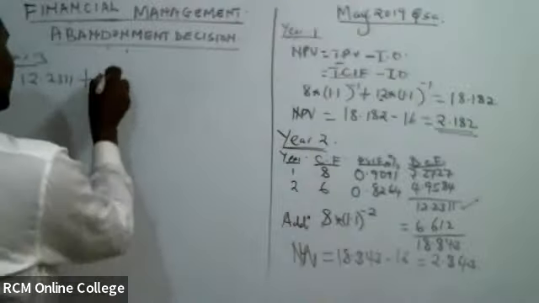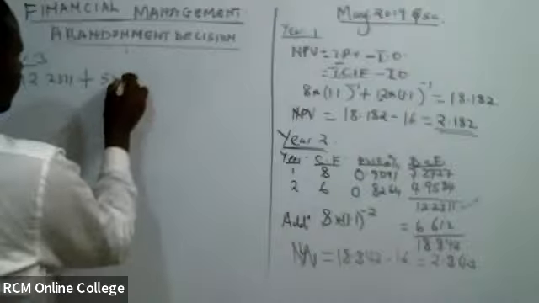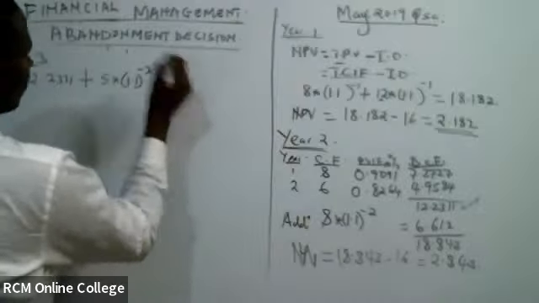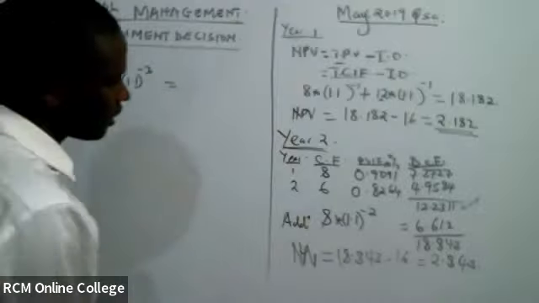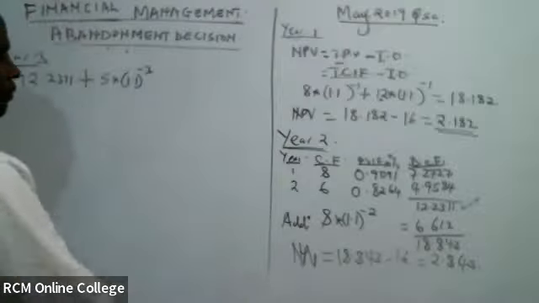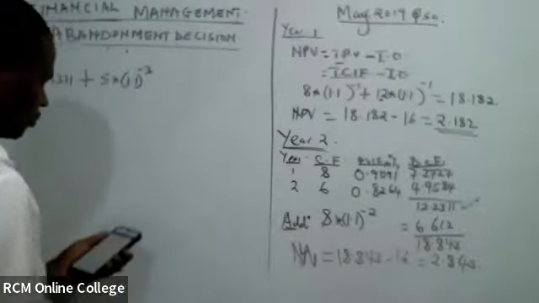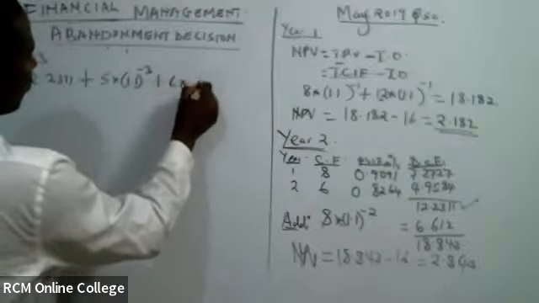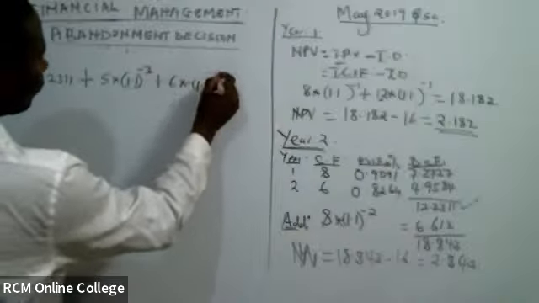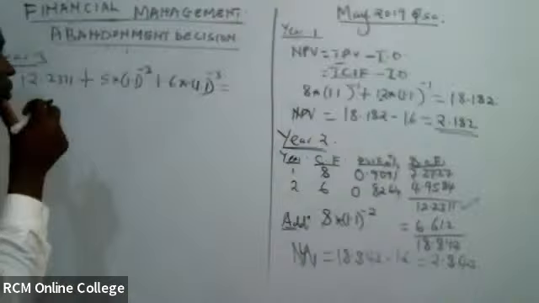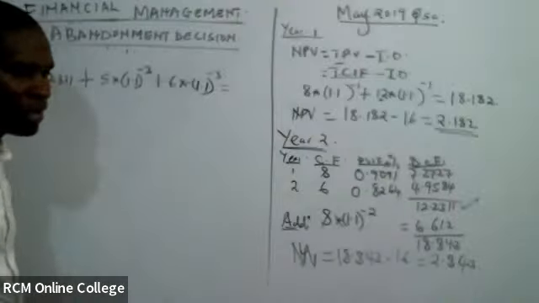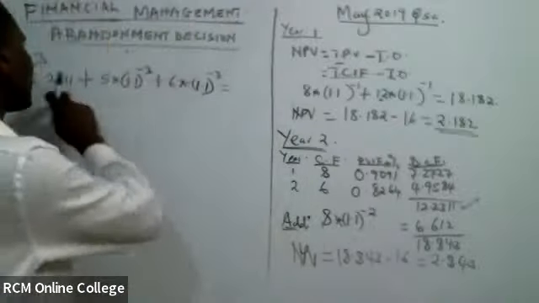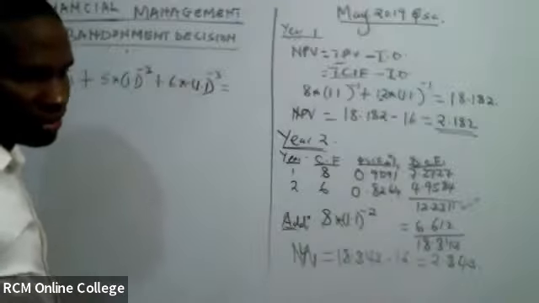Plus, year 3, we have 5 times, we discount with 1.1 raised to -3. So how much will we get? We can also add our terminal. Terminal year 3 is 6. So it will be plus 6 times 1.1 raised to -3. Whatever you get when you compute those will give us the total cash inflow, cash inflow year 3. So class, how much shall we get when we compute that?